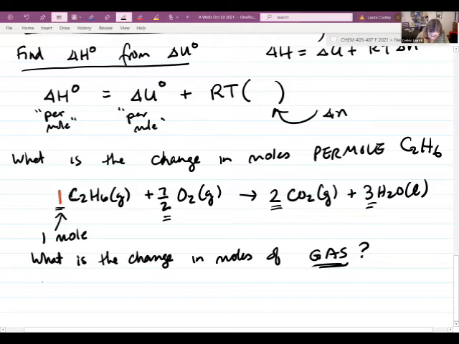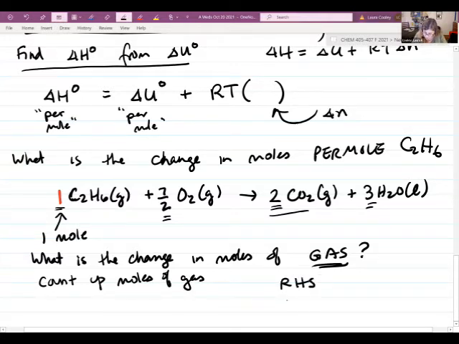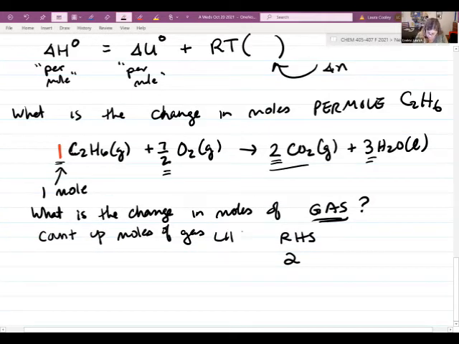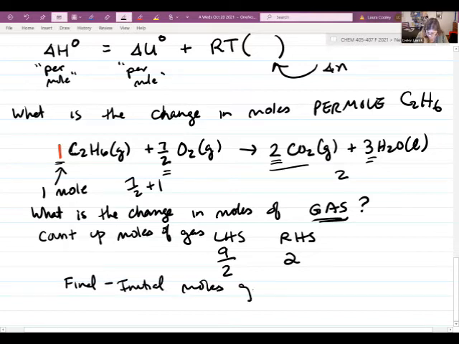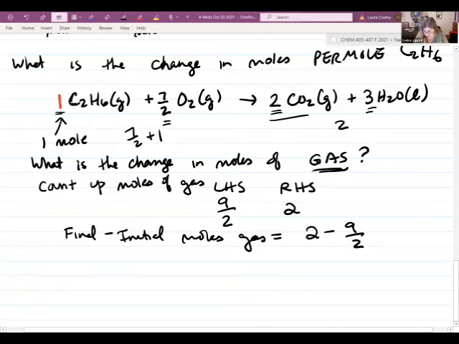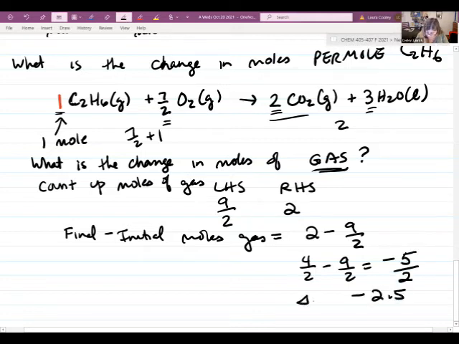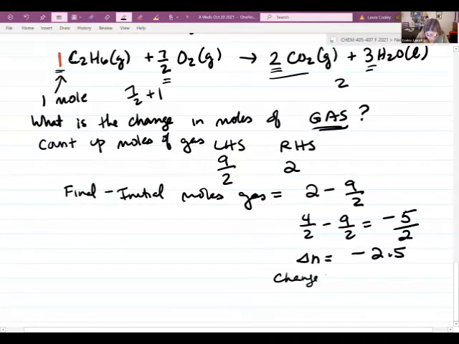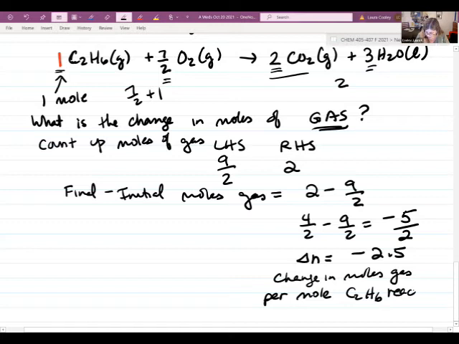All right, so let's count up the moles of gas. On the right-hand side, we have 2, because water is a liquid. On the left-hand side, we have 7/2 plus 1, which is 9/2. So the final minus initial moles of gas is 2 minus 9/2. Something is wrong here. Yeah, no, that's right. 4/2 minus 9/2 is -5/2, or -2.5. That is the delta N. This is the change in moles of gas per mole of C2H6 that reacts.